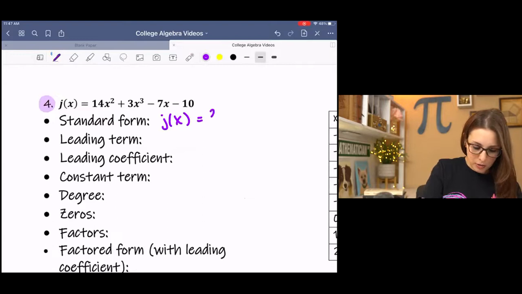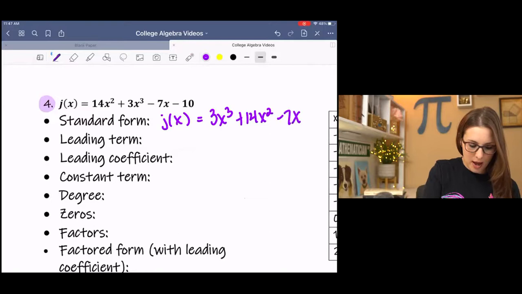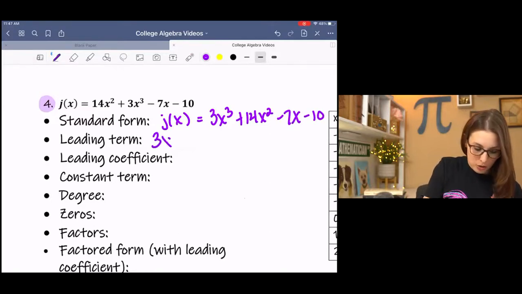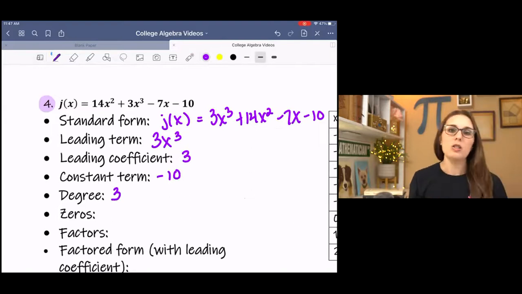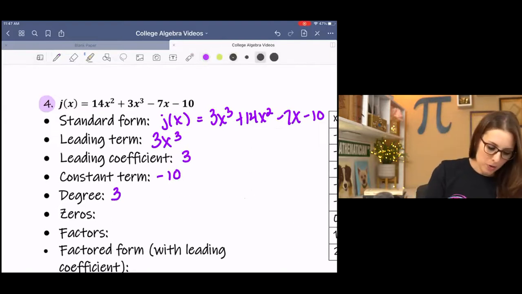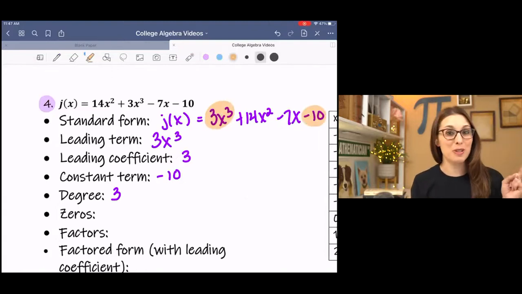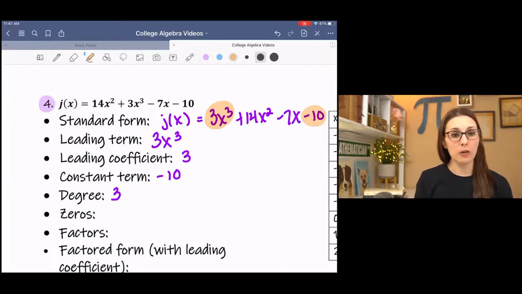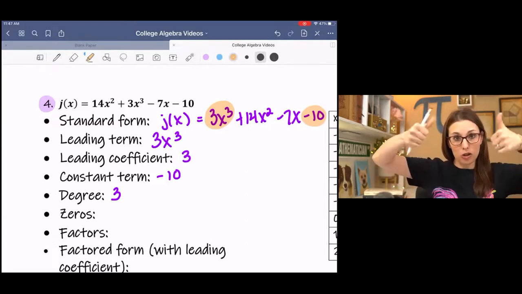Hopefully you did 3x to the third plus 14x squared minus 7x minus 10. The leading term is 3x to the third, leading coefficient is 3, constant is negative 10, degree is 3. So I went a little bit fast, but you should be able to see that just from this and this, which will also come into play in the next thing that I go over. This is so exciting. I love polynomials. The leading coefficient is positive, which is going to tell us something about the end behaviors.